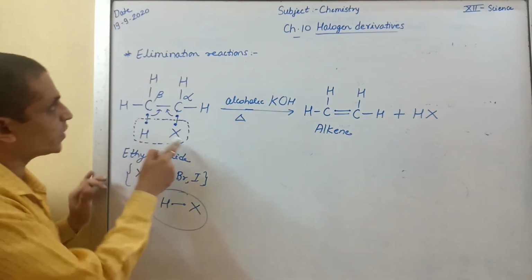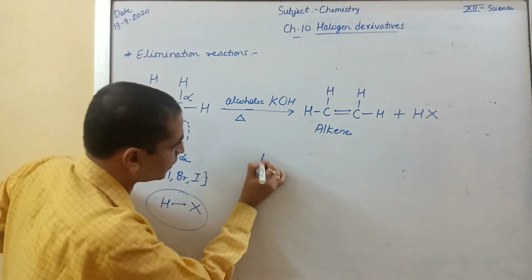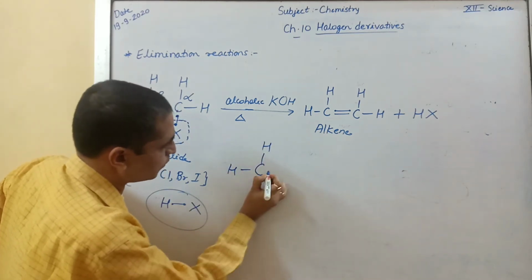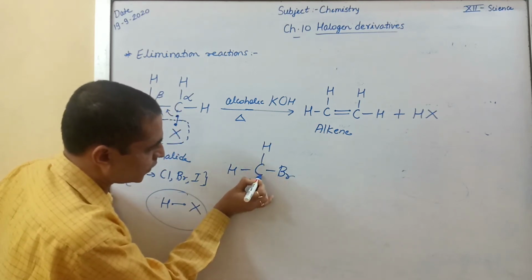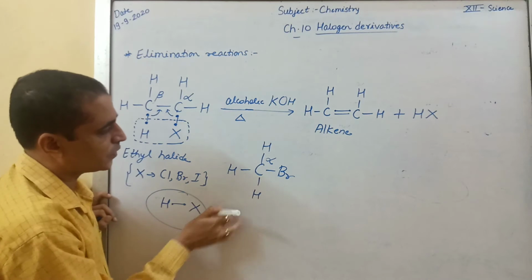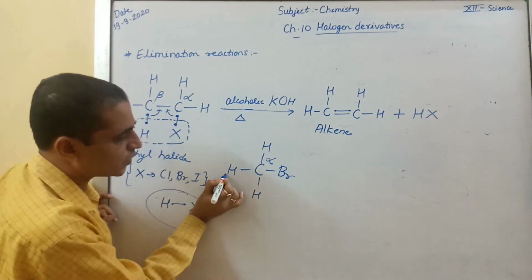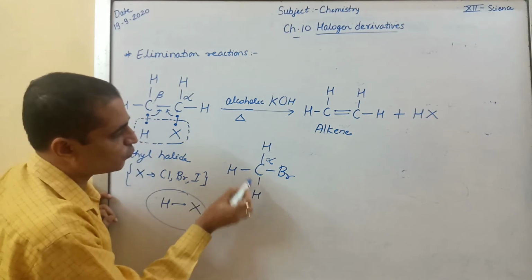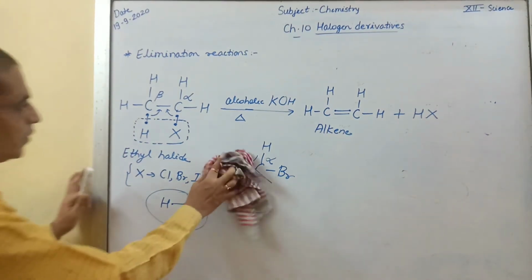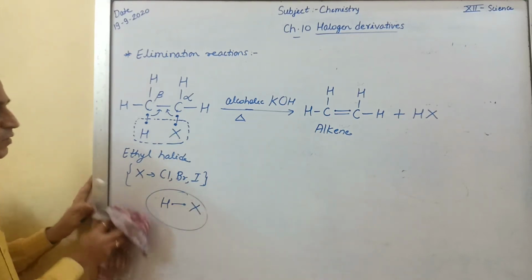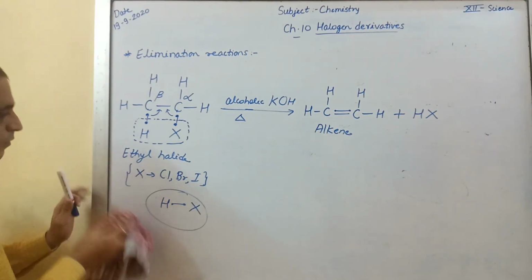Now this reaction is not possible for methyl bromide. Why? Because there is only one alpha carbon atom. This carbon atom is not attached to any other carbon atom, so methyl bromide does not undergo elimination reaction. I hope you understood this part. Now come to the example.